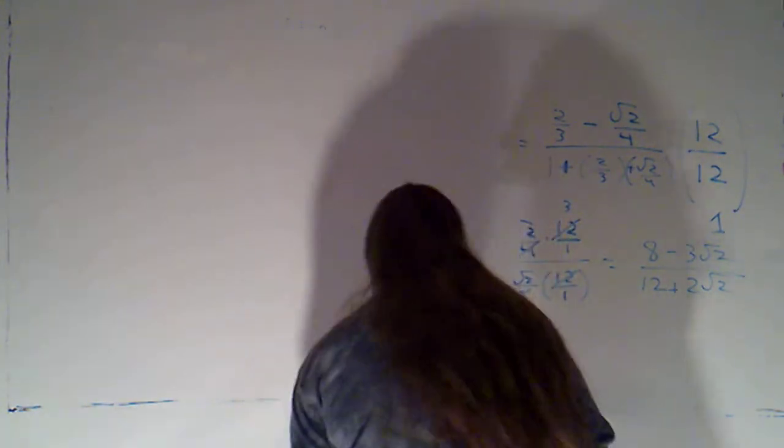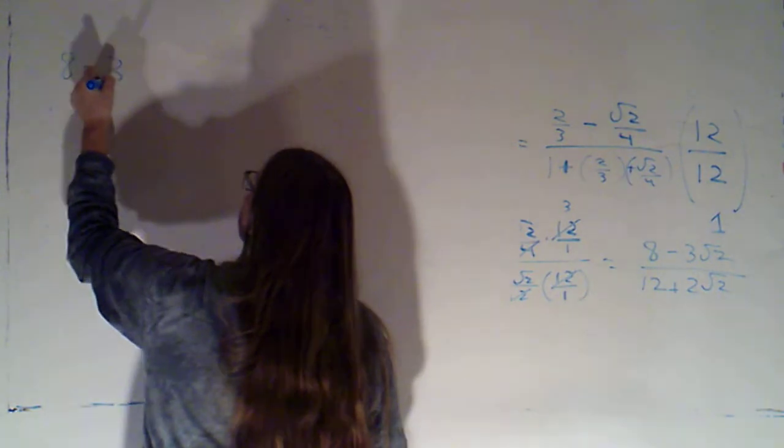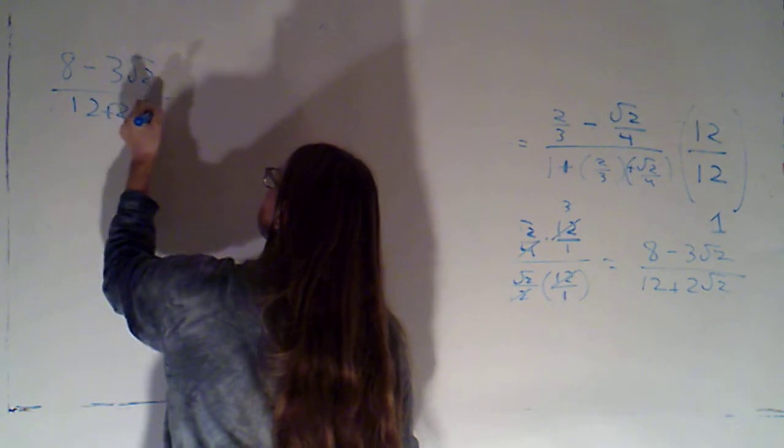And we'll be good to go. So what we've got so far is (8 minus 3 root 2) over (12 plus 2 root 2).